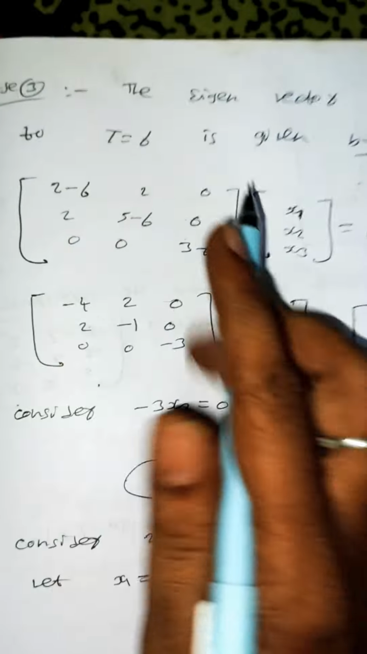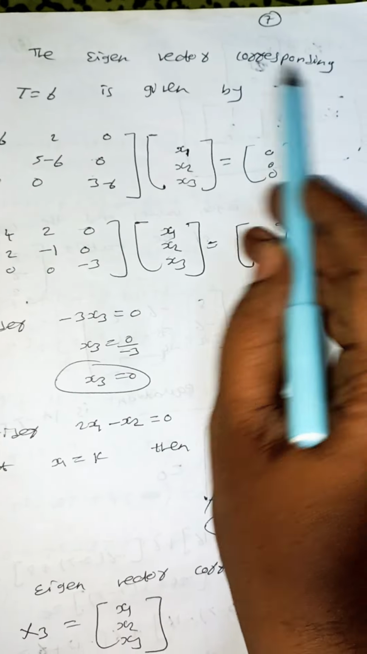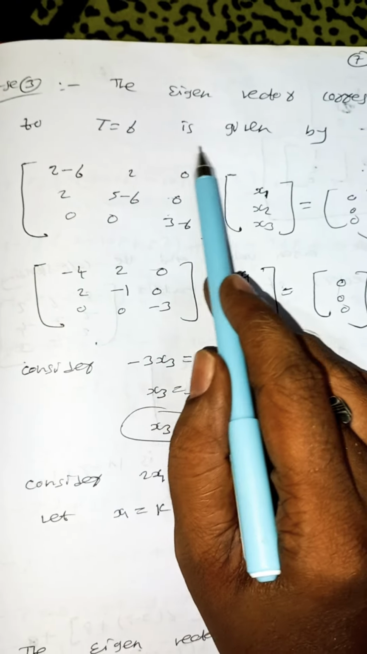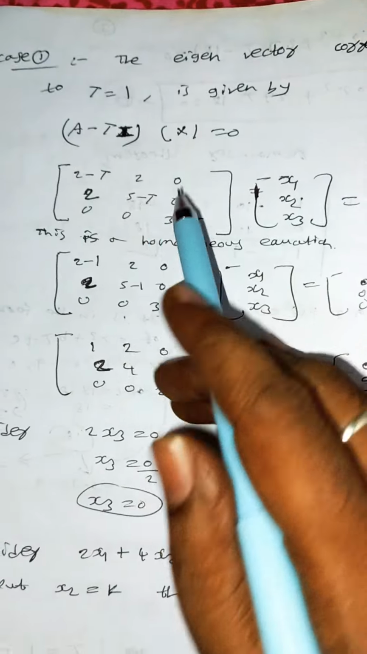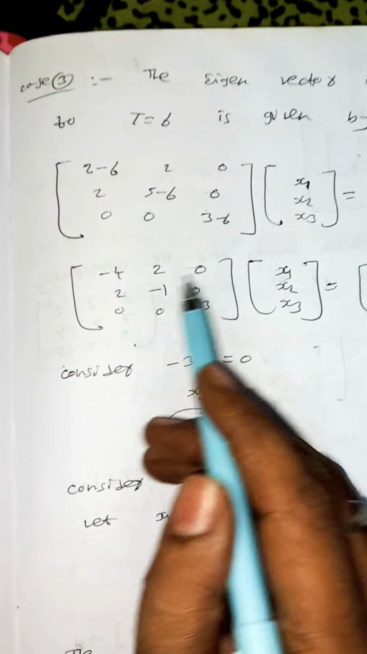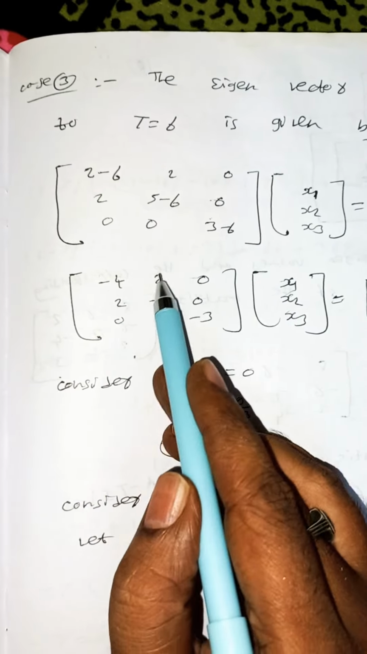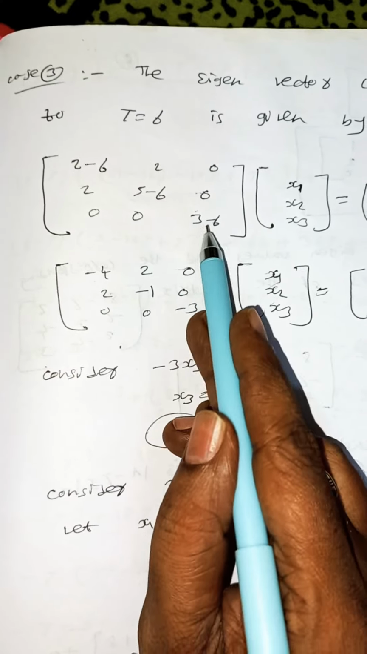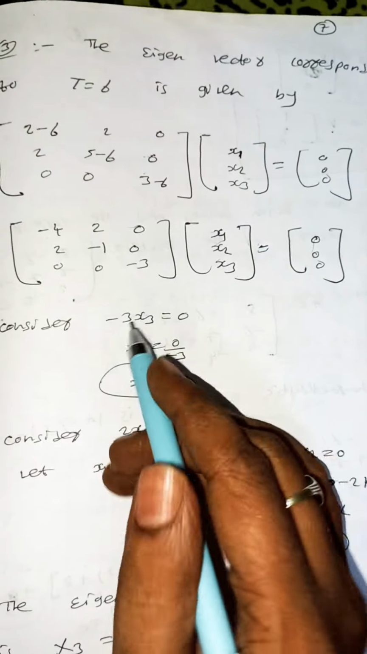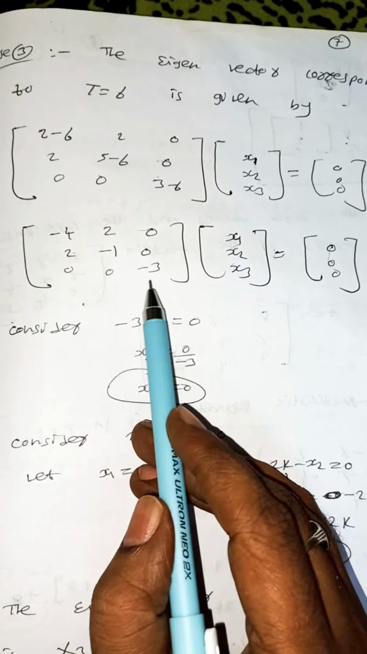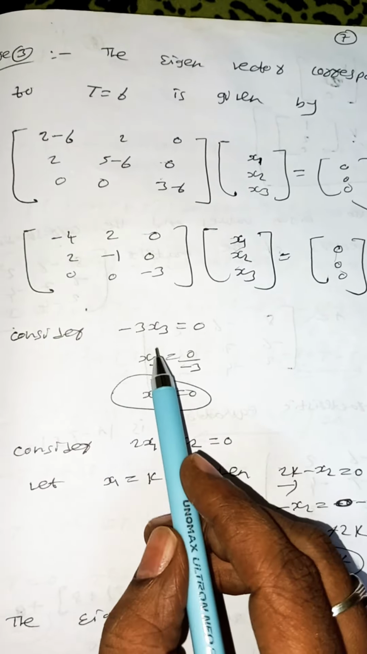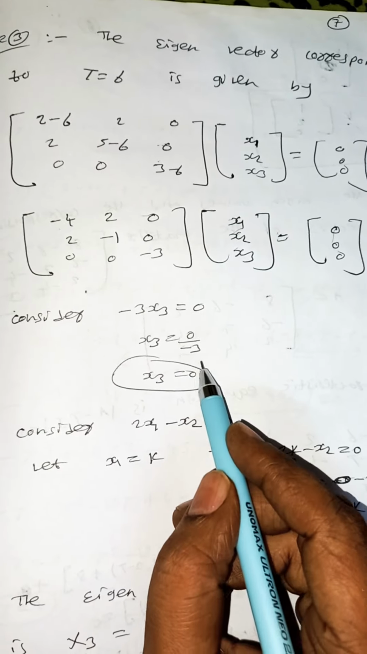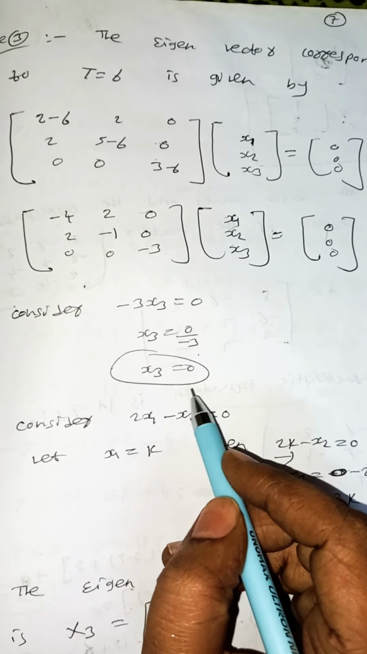Next case 3, the eigenvector corresponding to lambda is equal to 6 is given by. So you see, in place of this lambda you should keep in diagonal 6. Rest all are same. So 2 minus 6 is minus 4. Here 5 minus 6 is minus 1. 3 minus 6 is minus 3. So now see here, directly, minus 3 x3 is equal to 0 we can take. Send minus 3 that side, multiplication will become division. 0 by minus 3 is 0.